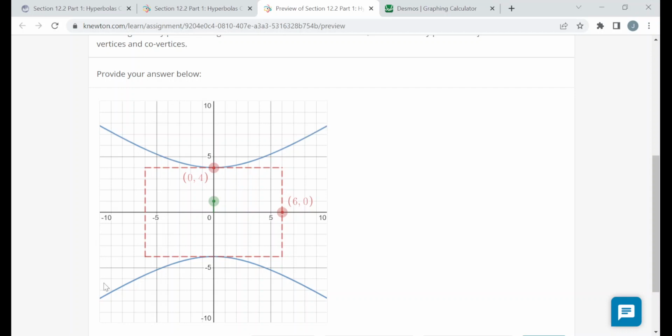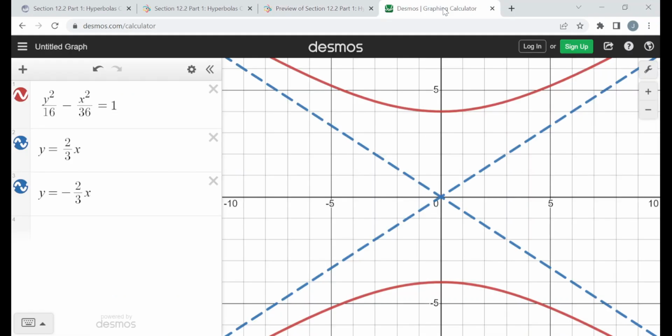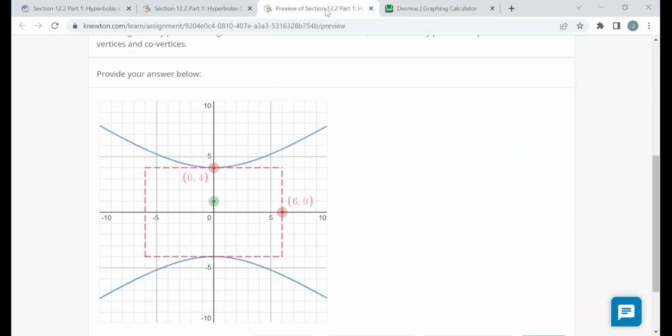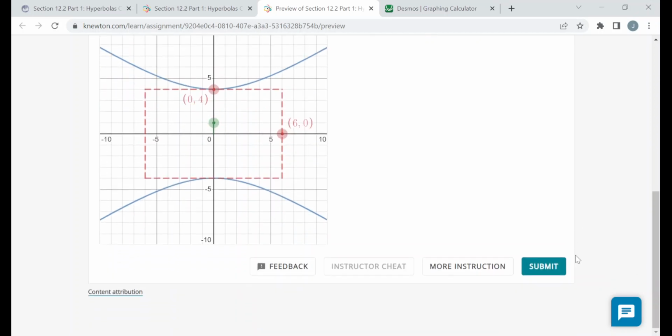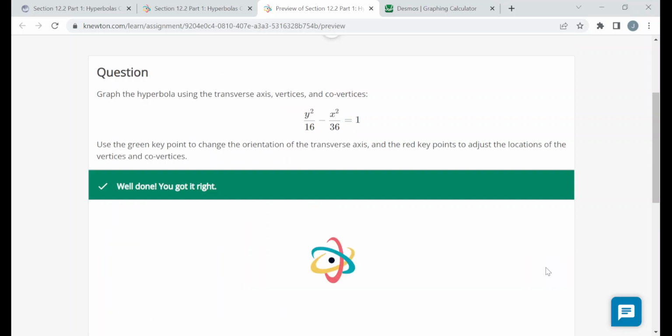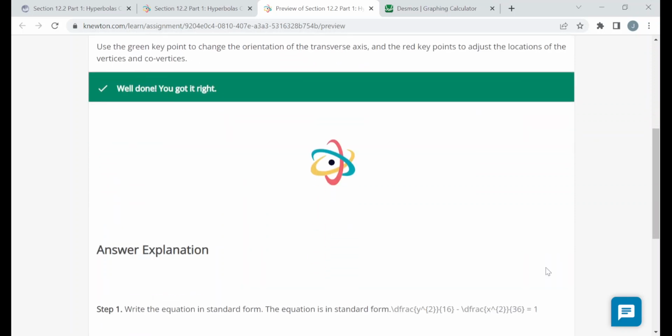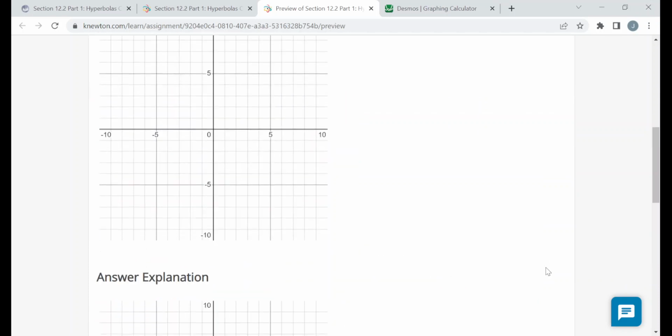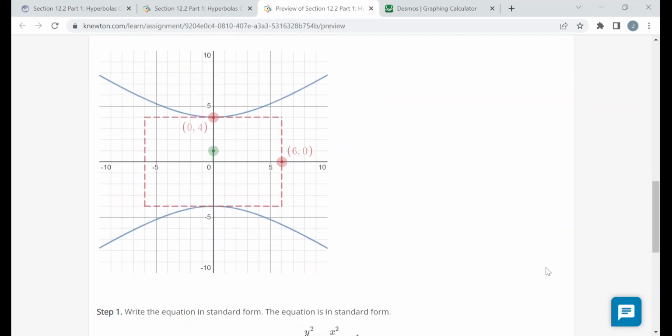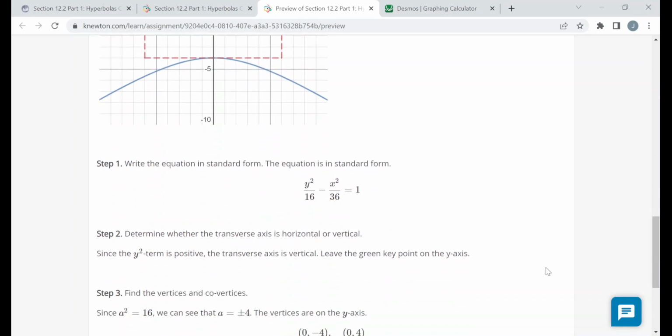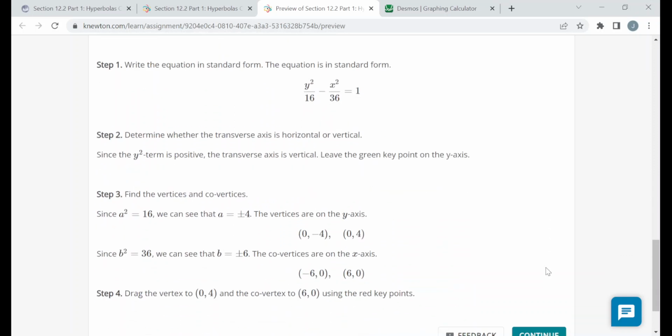You've got the vertices at 0, 4 and 0, negative 4, the branches opening up and down, the transverse axis is the y-axis, and the conjugate axis is the x-axis. A lot of stuff, but this also matches the graph we drew. Finally, after you submit an answer, it'll tell you if you're right or wrong and give you some sort of answer explanation. Please read through the answer explanations to make sure you understand why something was right or wrong, and hopefully you can learn from your mistakes for the future.